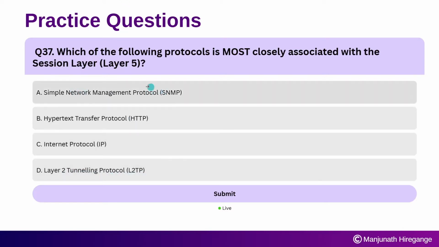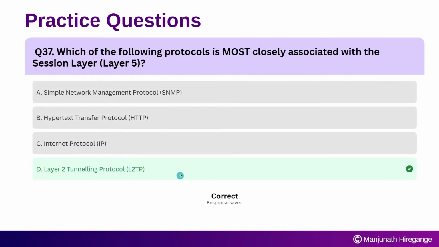So what we are talking about here is the session layer, that is layer 5. SNMP, as we all know, works on the application layer, so not the session layer. Even HTTP is at the application layer, and Internet Protocol is the network layer, that is layer 3. So what we are talking about is the session layer, that is Layer 2 Tunneling Protocol. So hence the right answer is Layer 2 Tunneling Protocol.